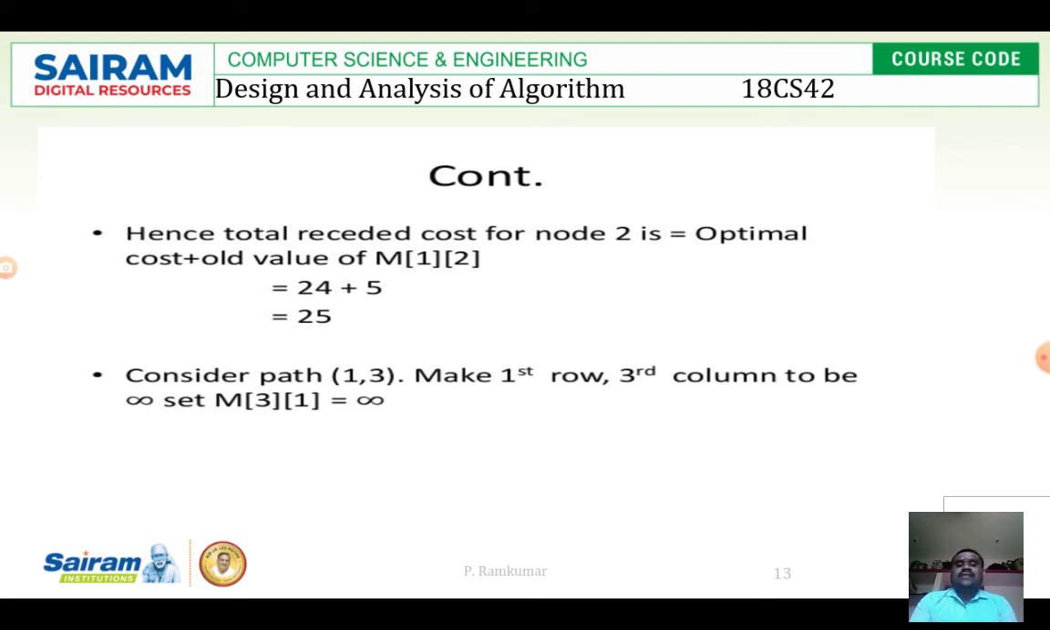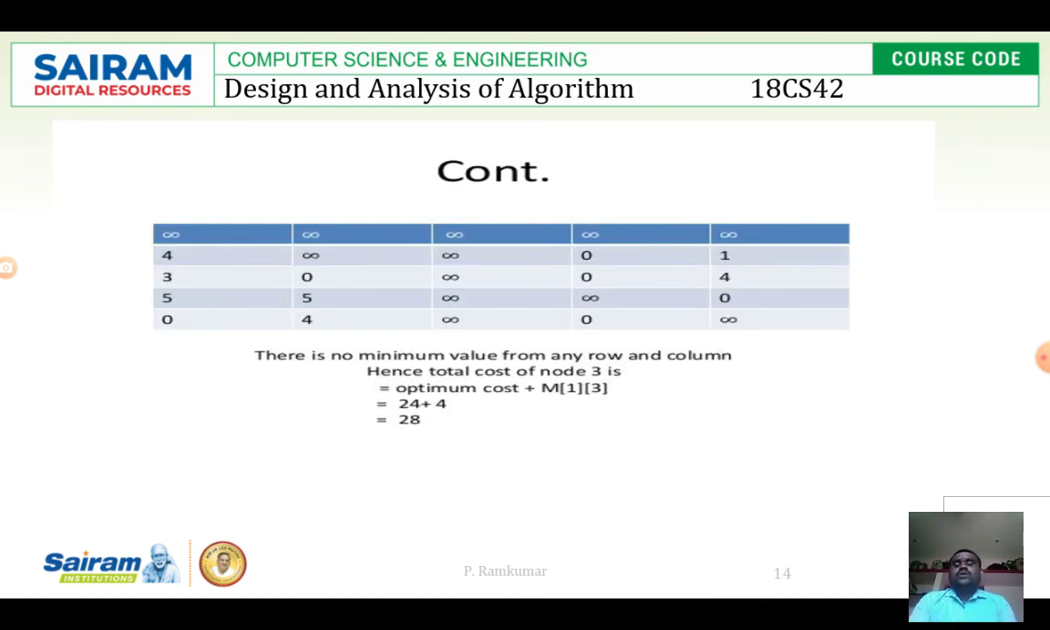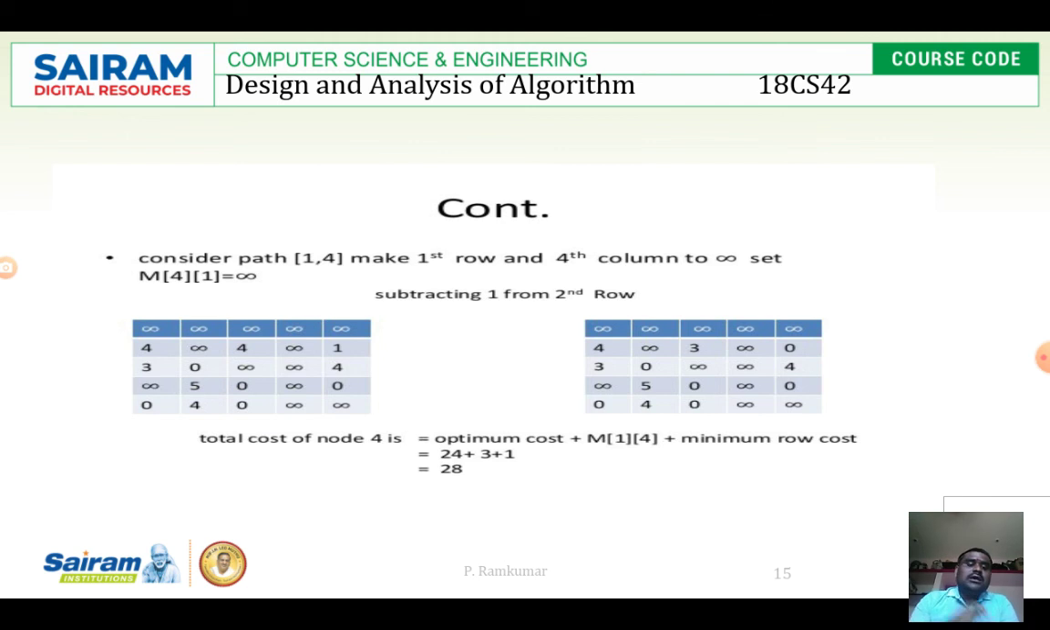And then likewise, next for 1,3, the first row and third column will be infinity. At last we have to find the total cost, which will be the optimal cost plus M of 1,3, so 24 plus 4 is 28. So this is all about the representation of the adjacency matrix with the graph, and also we have to find the row reduced matrix and column reduced matrix. Then generally we have to find the optimal value. The optimal value will be calculated by the optimal cost plus the corresponding minimum values of rows and columns.